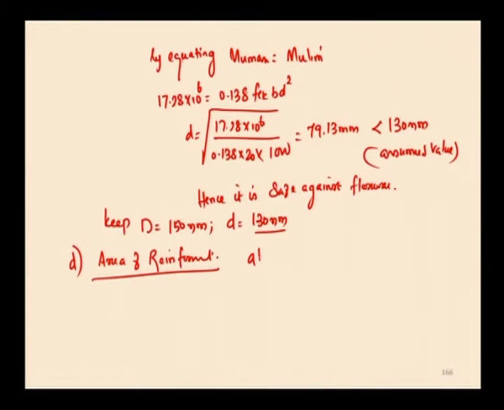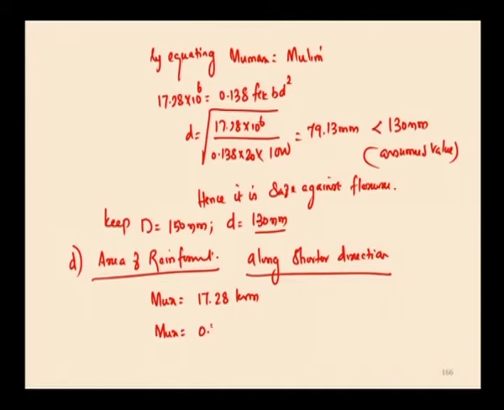So, first along the shorter direction, that is for the bending moment Mx, Mux is equal to 17.28 kilonewton meter. So, Mux is equal to 0.87 fy Ast into d minus 0.416 xu.